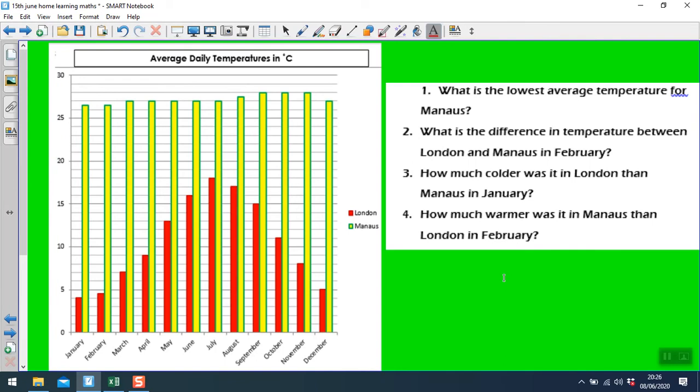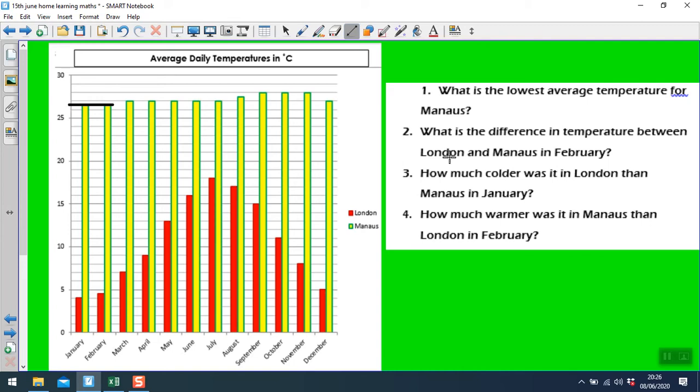Now you've got some new questions here. What is the lowest average temperature for Manaus? Looking at all these bars, they are very, very similar. But where's the lowest one? That's here, look. In January and February, it's the lowest temperature. And that looks like it's 26.5 degrees Celsius.